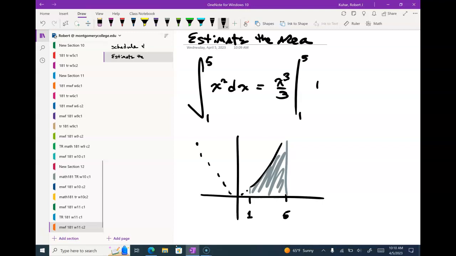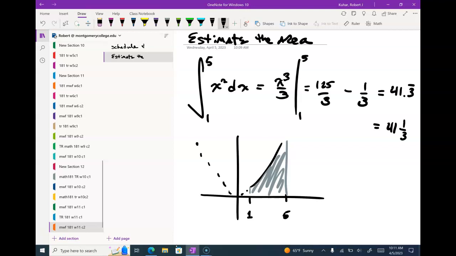So what do I get? I get 125 over 3 minus 1 over 3. Agreed? So 125 divided by 3 minus 1 divided by 3. And that's 41.3 repeating, right? Or 41 and 1/3. So we want to do this on the calculator. Every time I ask you to do a definite integral, you're going to do the same thing on the calculator.